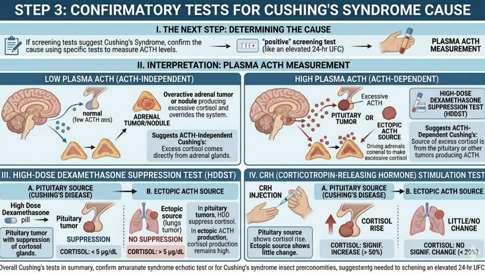High ACTH means ACTH-dependent Cushing's, while low ACTH suggests an adrenal source. Then high-dose dexamethasone and CRH tests help differentiate pituitary Cushing's disease from ectopic ACTH production.